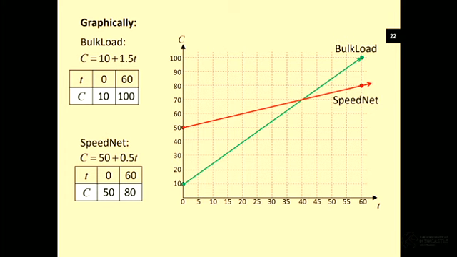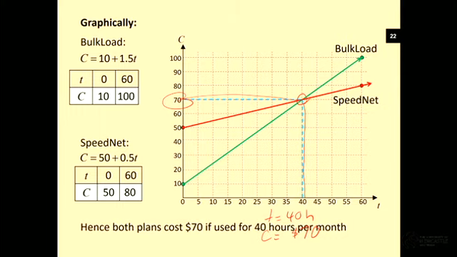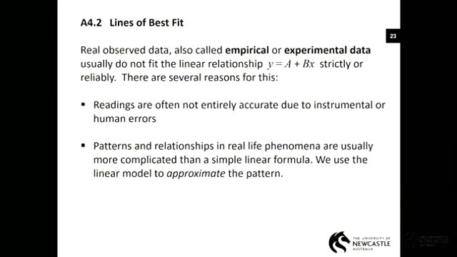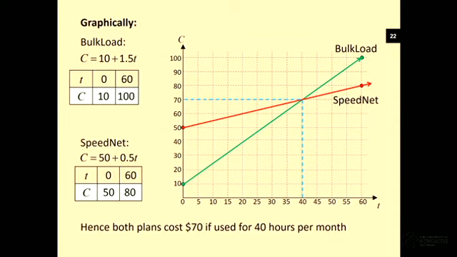They cut somewhere, and we say, well, we saw it on the last page anyway. If we do this graphically, it says when t equals 40 hours, the plans are the same. And if we cared, what does each plan cost? 70 bucks. That's what we said on the last page. So algebraically, we can do them. Graphically, we can do them on provided stuff. I'll just check. Both plans cost $70 if used for 40 hours per month. And that's it for the first half. Okay, have a two-minute break.